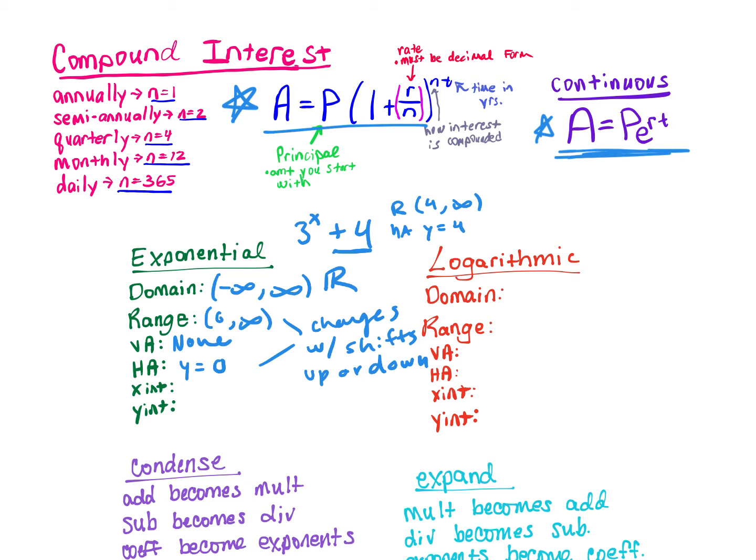X-intercept. Do we have an x-intercept here? No. The y-intercept should be (0, 1). How do we find the y-intercept? Plug in 0 for x.